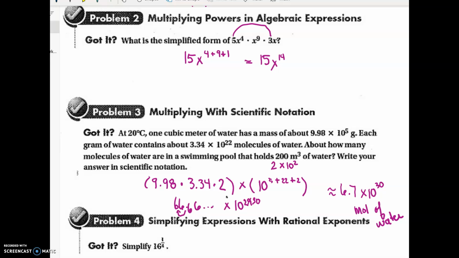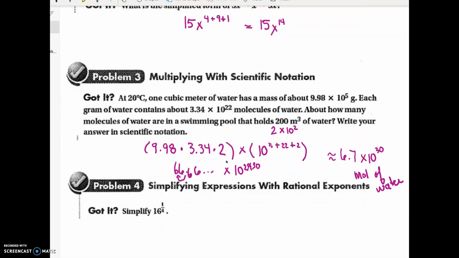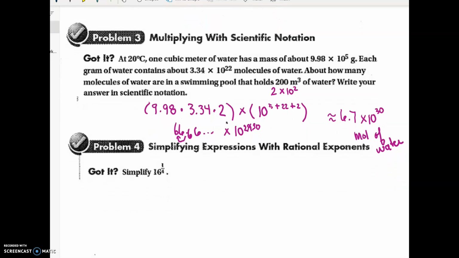Okay, before I get into example 4, which switches gears a little bit to talk about rational exponents, I'm going to stop here, and then I'll start up my new video, part 2, and we can talk about what it means when you have a rational exponent. Okay, so we'll stop here and get back to part 2.